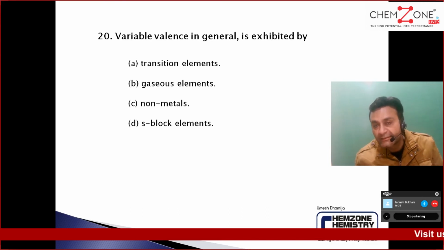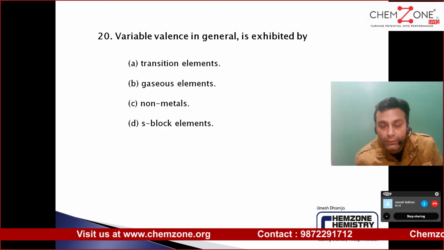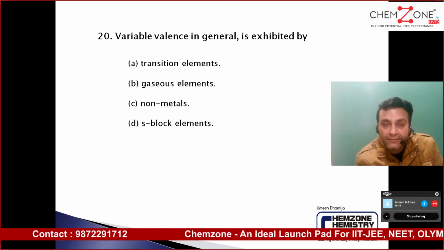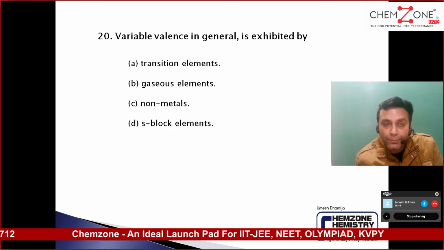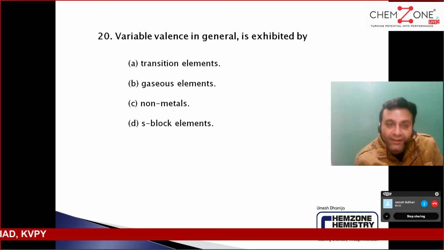Variable valence in general is exhibited by transition elements. Yeah, very good. So iron can show +2 and +3. Manganese can show +2, +3, +4, +5, +6, +7. So they have variable oxidation valency.